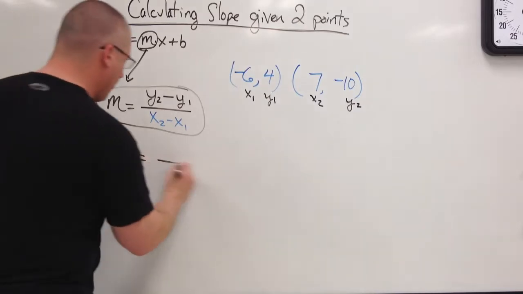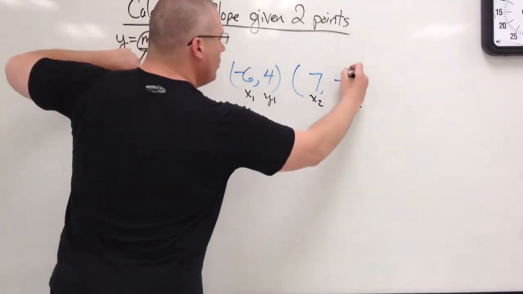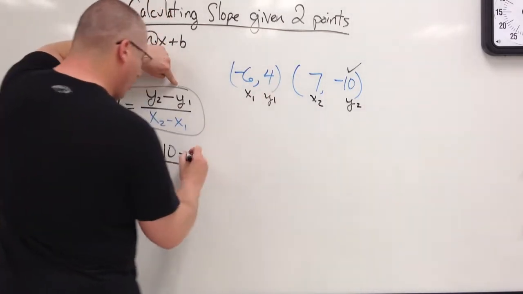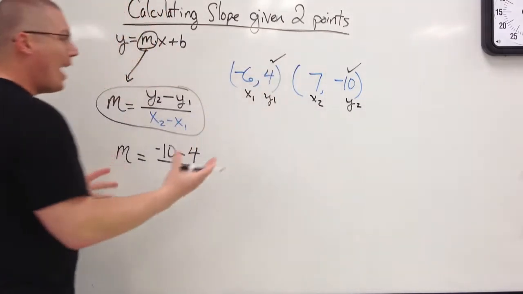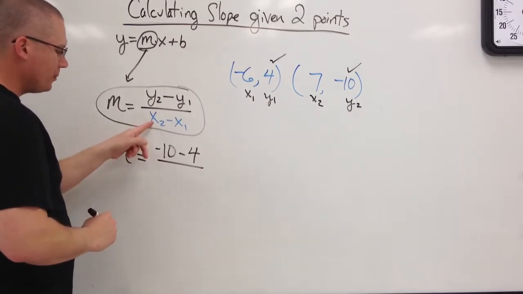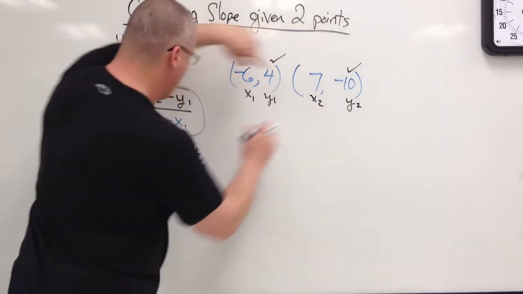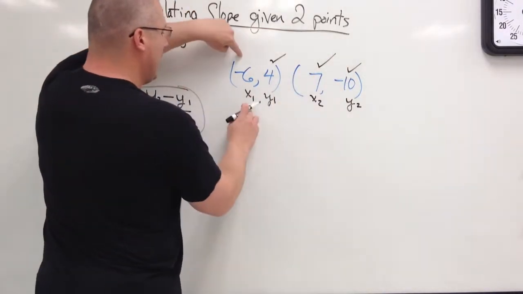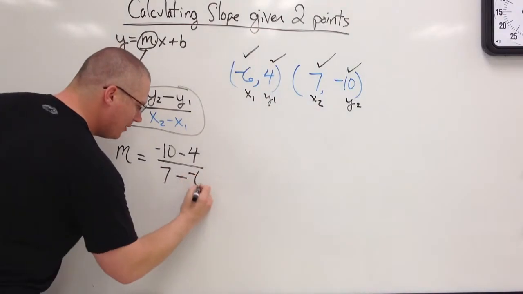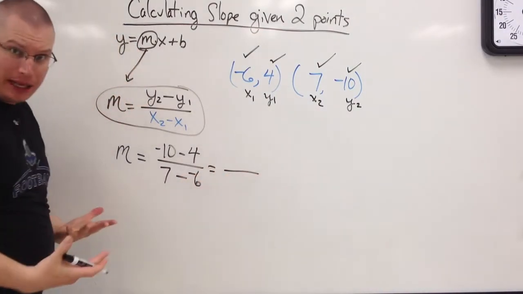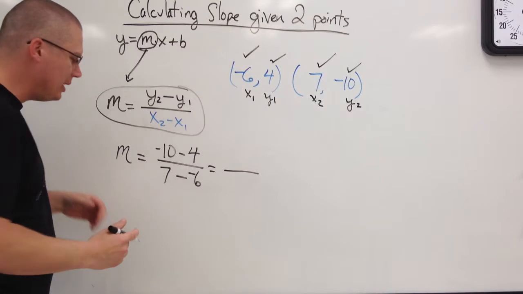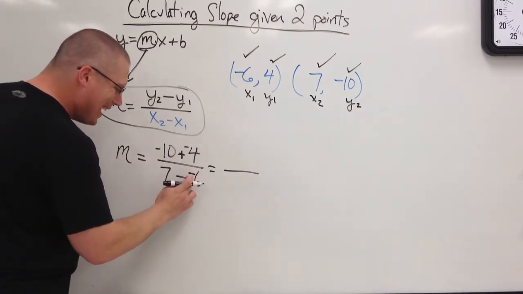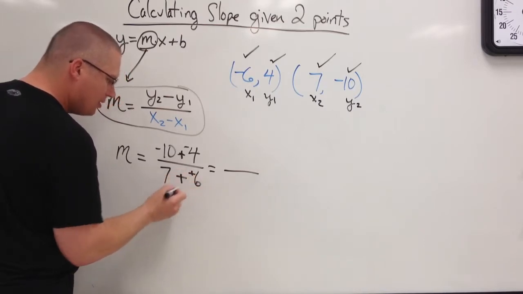Ready for my formula. Substitute in. M equals y2 goes first. y2 is negative 10. Minus y1. y1 is 4. Check. Got my y's taken care of. On the bottom, x2. x2 is 7. 7 minus x1. x1 is negative 6. Ready to calculate. Take all subtraction, turn to addition. Minus 4 becomes plus negative 4. Minus negative 6 becomes plus positive 6.